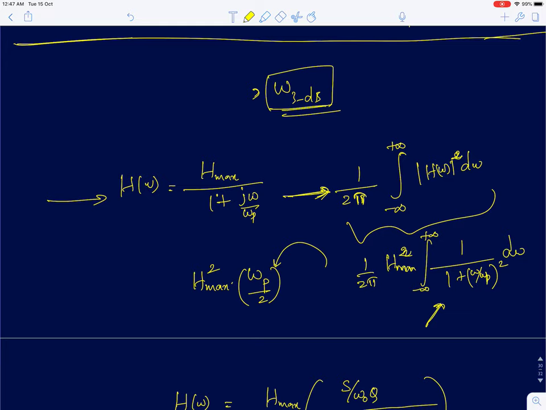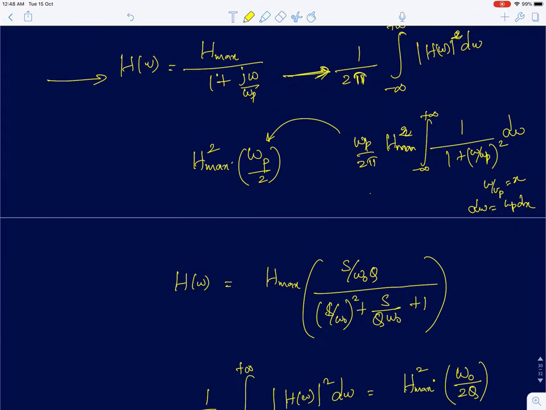It's a pretty straightforward result. I'm not even deriving it. You just make omega by omega p as x, then d omega is going to be omega p into dx. So you will get h max square into omega p, and 1 by 1 plus x square, the integral is tan inverse of x. So tan inverse x, when I substitute plus infinity and minus infinity, you will get pi by 2 minus of minus pi by 2. I'm just saying everything in words, but I think it's pretty easy to follow. Most of you who have done 12th standard mathematics will be able to follow this. So you'd simply get h max squared by 2. I'll leave that to you. It's a very simple integration. You'd get this result.